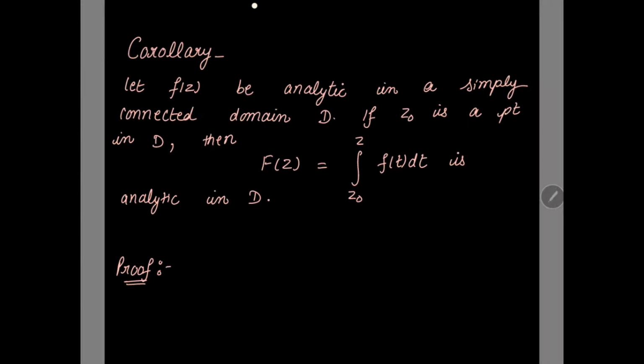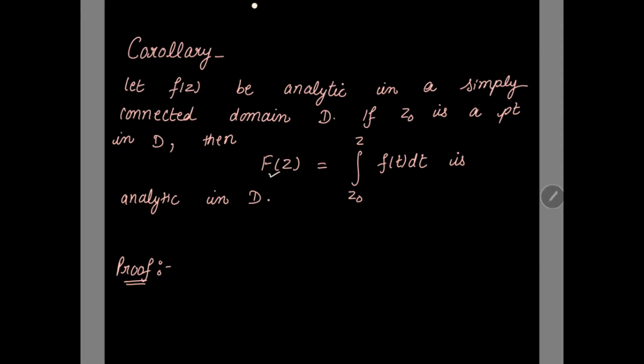Now here it is given that this function is analytic in a simply connected domain D, and if z0 is a point in D, then f z equal to the integral from z0 to z of f t dt is analytic in D. We have to prove that this function is analytic. Just now we have proved that this f z is analytic. How have we proved it? We took the function to be continuous. Now whenever a function is analytic, obviously this function is continuous, right? And from this analyticity we can get integration of f z dz equal to 0 by Cauchy's theorem, right?